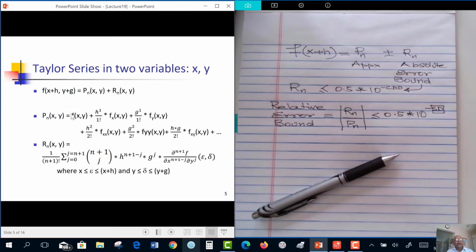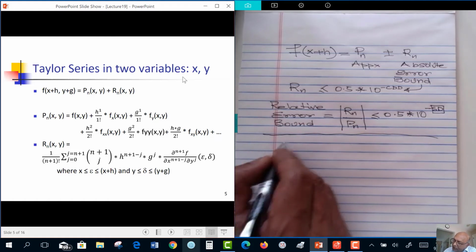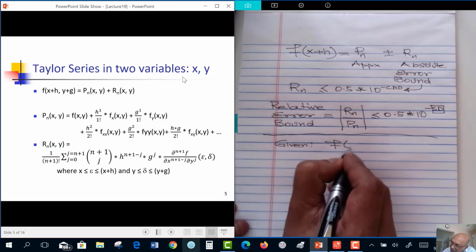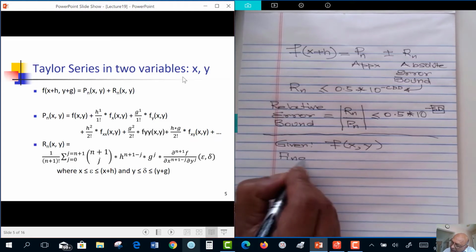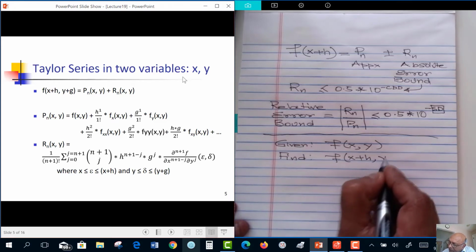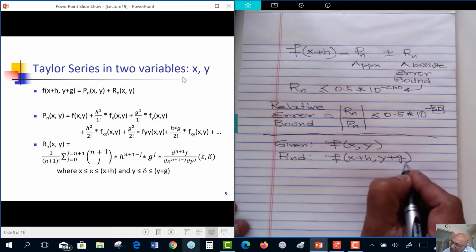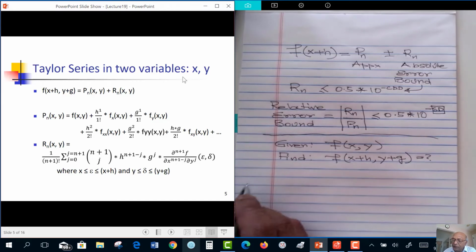Okay, so now we are going to progress and look at Taylor series in two variables. So let's see what that means. Let's suppose we are given a function of two variables, x and y. We want to find the value of this function at x plus h and y plus g. So this is like delta x and this is like delta y. So we want to find this value.